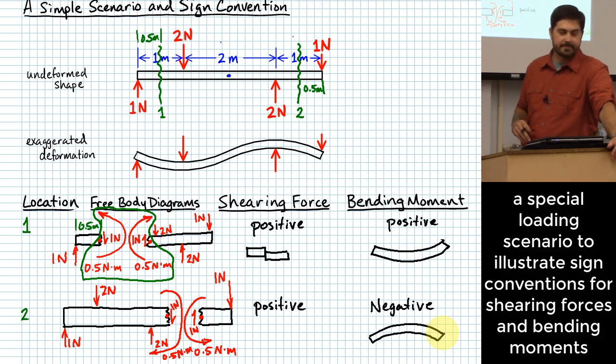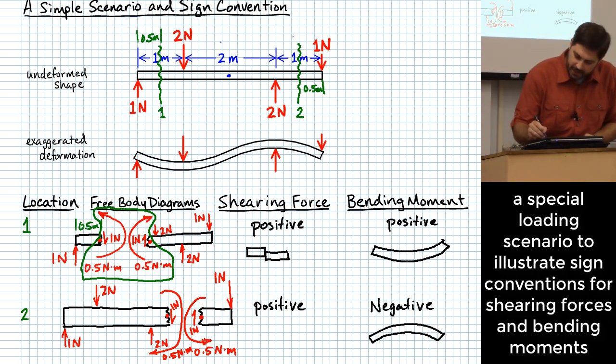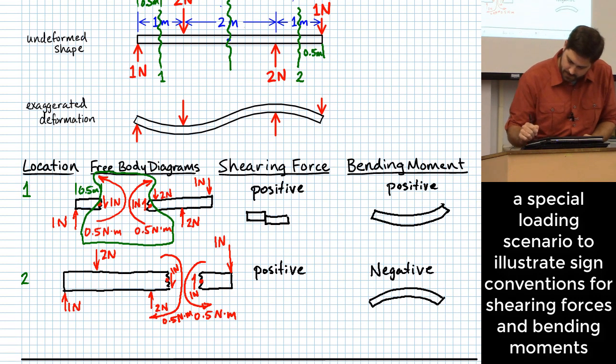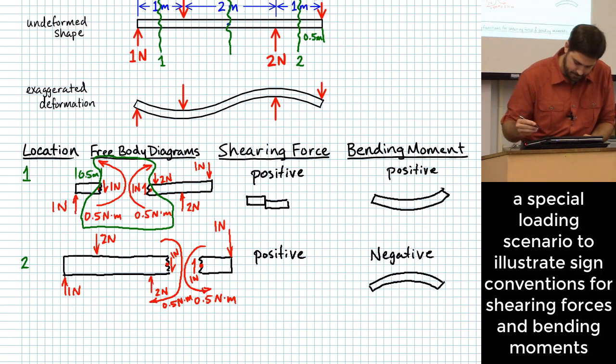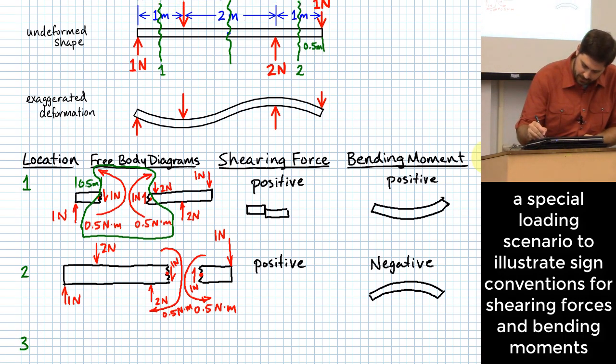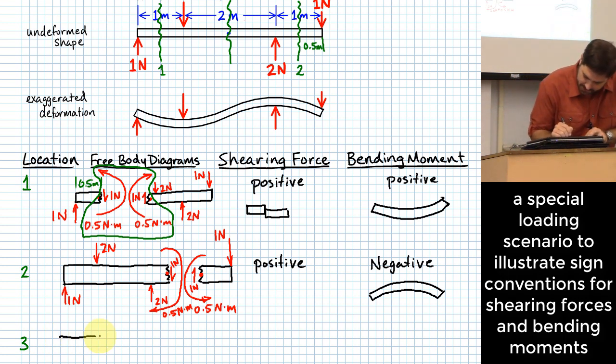What do you think? Shall we do one last location and try to see if that's true? Let's do a cut right in the middle. Give myself a little more room here. So a cut right in the middle. What would those free body diagrams look like? All right, I'm going to have half and half, right? So I'll show one half here and another half over here.